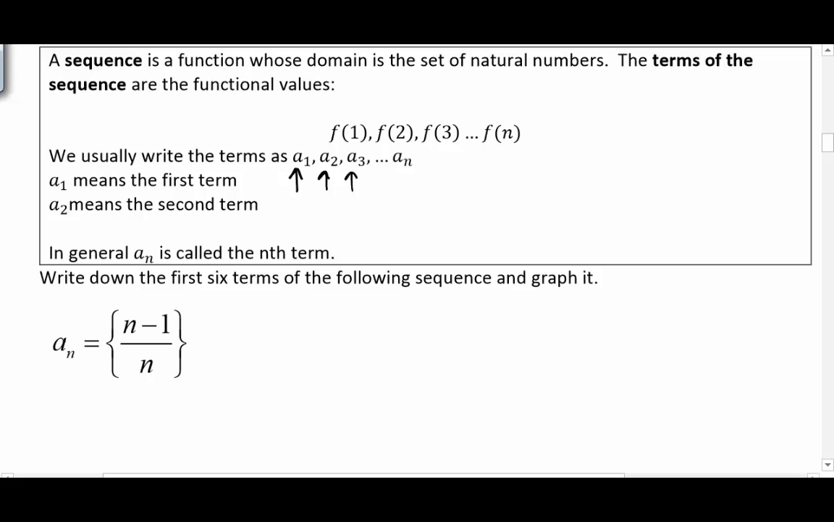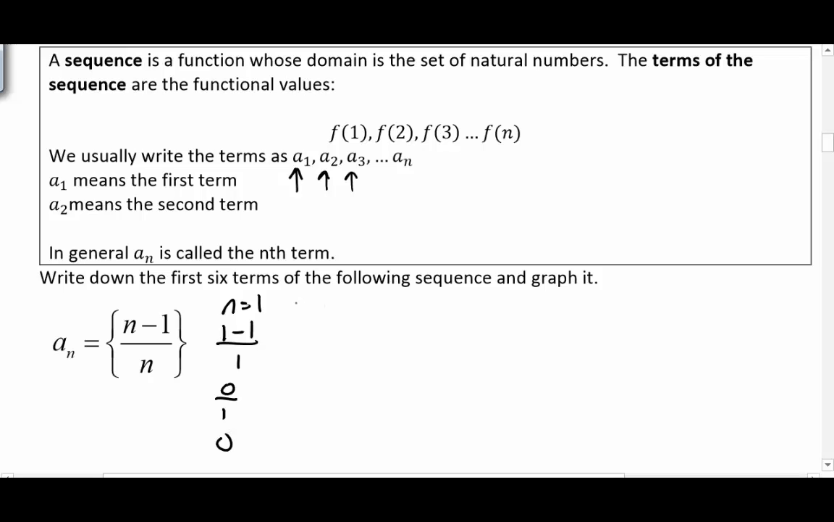Here's our general pattern, our a sub n, so our general term is n minus 1 over n. Now, n in this case are the natural numbers. So 1, 2, 3, 4, etc. So what I'm going to do is evaluate this at 1. So when n is 1, I get 1 minus 1 over 1, right? Well, what is that? That's 0 over 1, so that's just 0. So our first number in this pattern is 0.